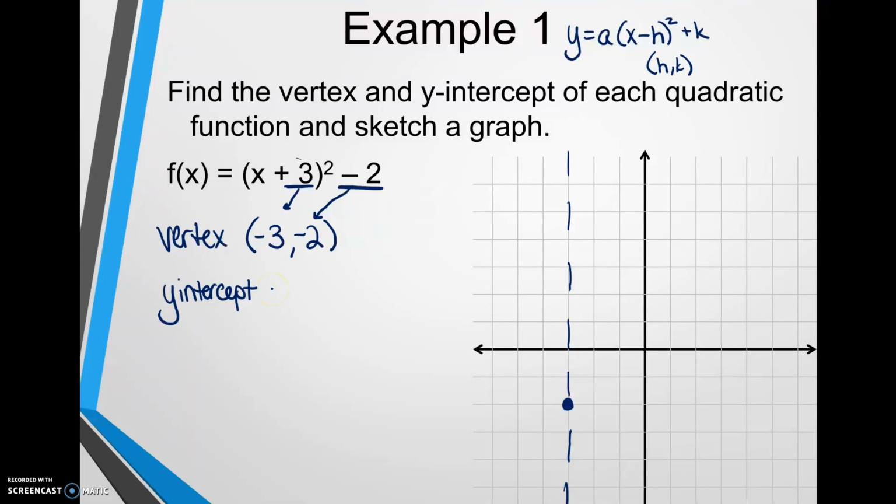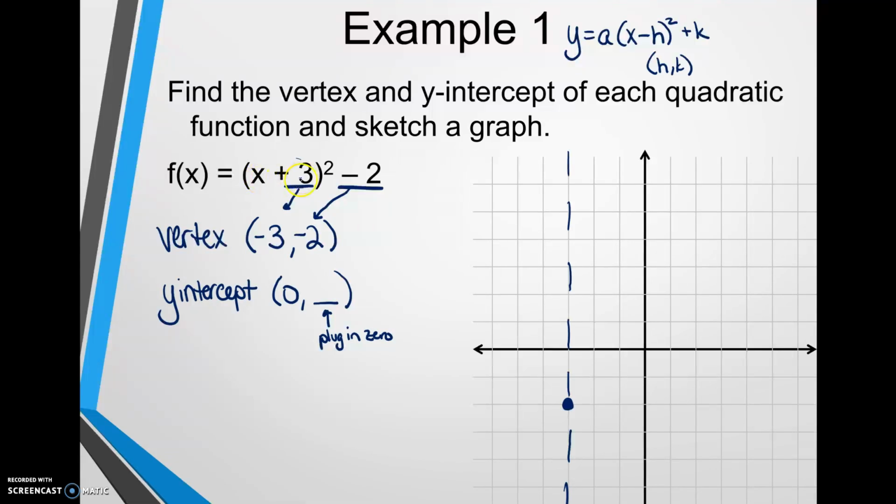The y-intercept is a point on the y-axis. Every single point on the y-axis has an x value of 0. So the y-intercept is (0, something). To figure out what that something is, we have an x value of 0, so plug 0 into the function. So you can hopefully do some of this in your head, or if you want to grab your calculator and type parentheses 0 plus 3, close parentheses squared, minus 2, you could.